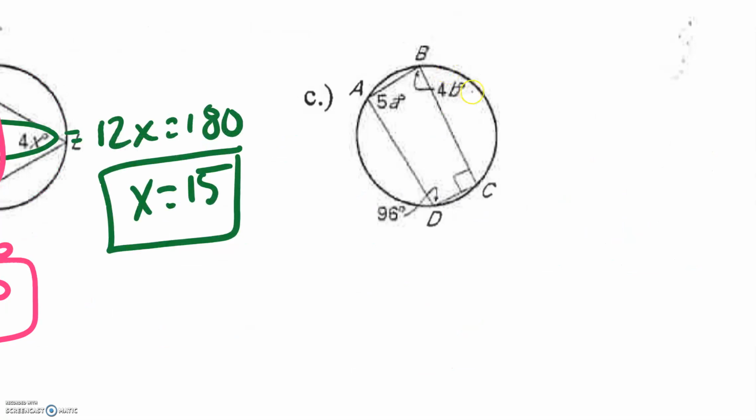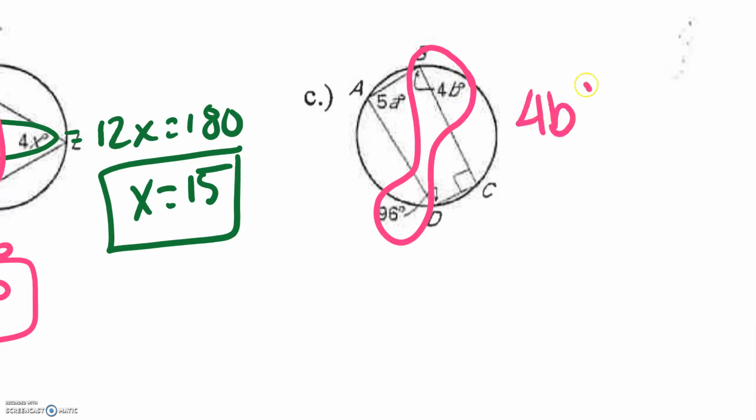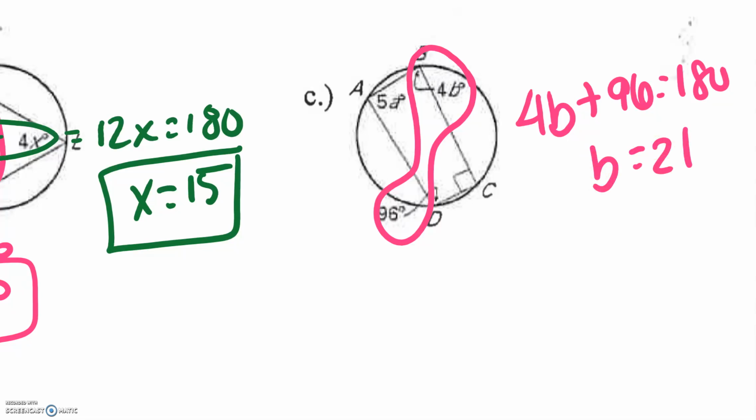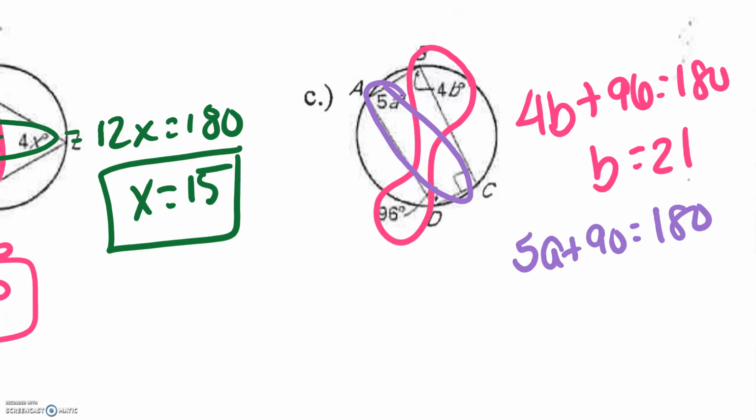And then the last one, same thing. These two make 180. So B is 21, 5A and 90 also equals 180. So A equals 15.